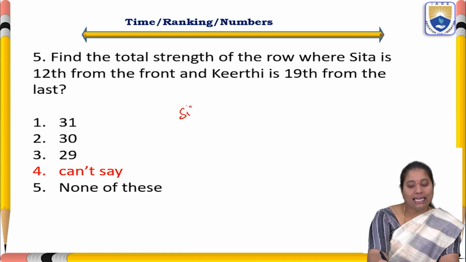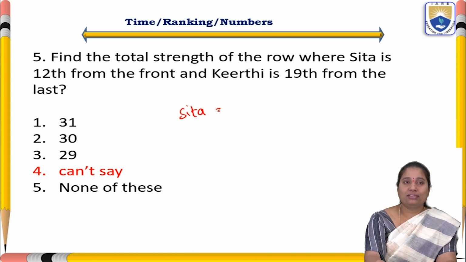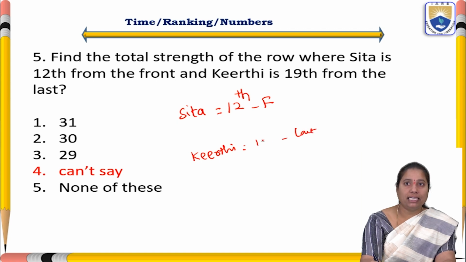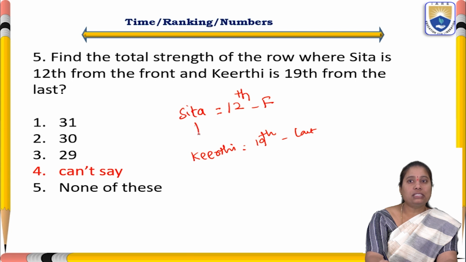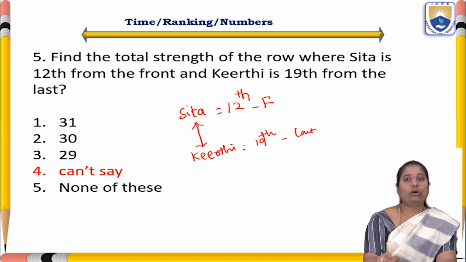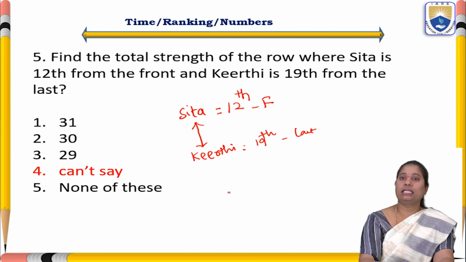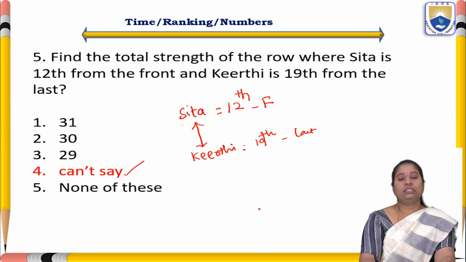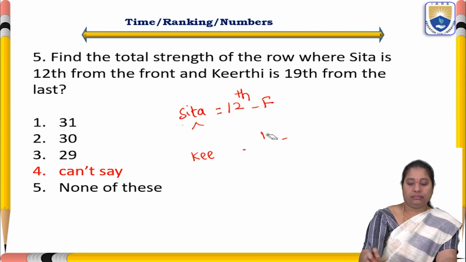So, can we calculate this kind of problem? Obviously we can't find it, because Sita is 12th from the front side, but Sita's position from the last is not given. Whose position have they given? Kirti's position from the last, 19th. In between Sita and Kirti we don't know how many people there are. Unless they give the information between Sita and Kirti, we can't say the total strength of that particular row. So the answer is can't say.